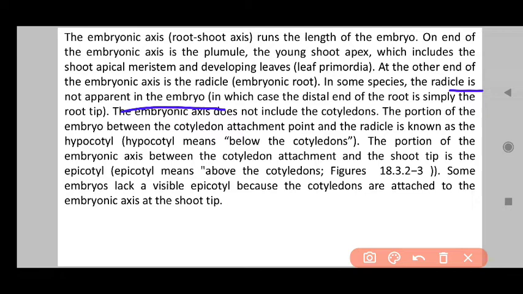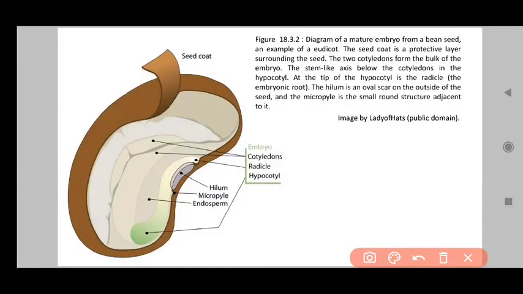The portion of your embryo between the point where the cotyledon is attached and the radicle is known as the hypocotyl, meaning below your cotyledon. If the elongation is found below the cotyledon, that is the hypocotyl region, and if it is above the cotyledon, that is the epicotyl region. Some embryos may lack a visible epicotyl, because the cotyledons are attached to the embryonic axis at the shoot tip. I think you understood.